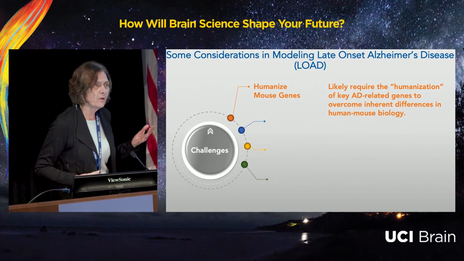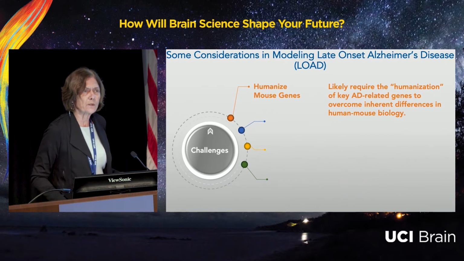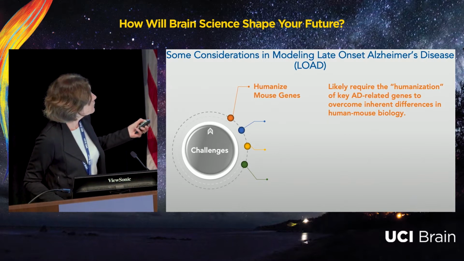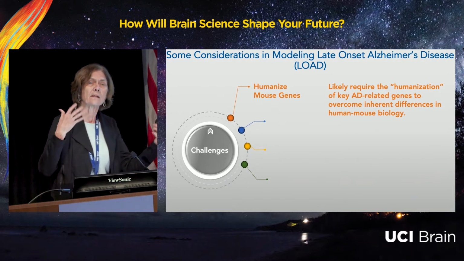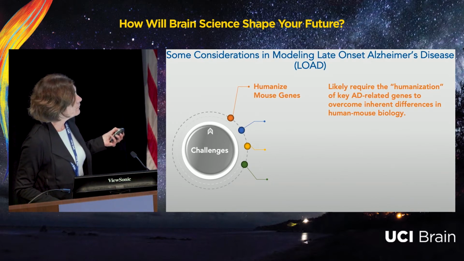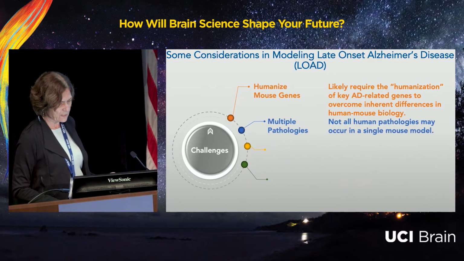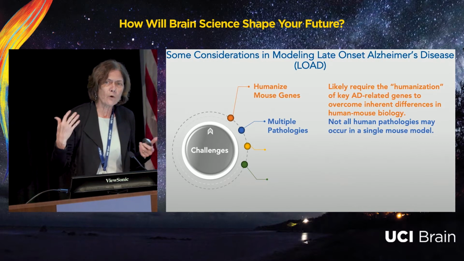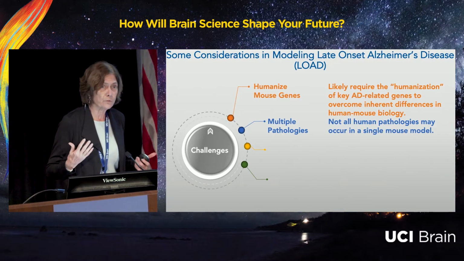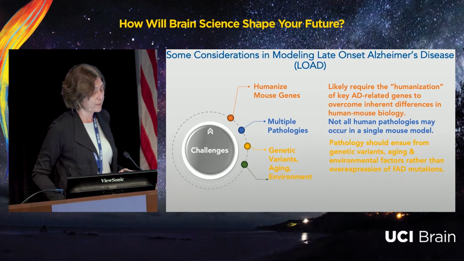In order to think about getting an animal model of a human disease, you have to consider what you have to do. And it's likely that we're going to have to humanize some of these mouse genes, and particularly those that are key to AD, like an amyloid gene or the tau gene, to overcome some inherent differences between the human and the mouse. We could talk about that later if you were interested in that. In addition, there are multiple pathologies that you see in humans, and it may be that not all of those pathologies will be seen in one mouse model, so you're going to have more than one mouse model.